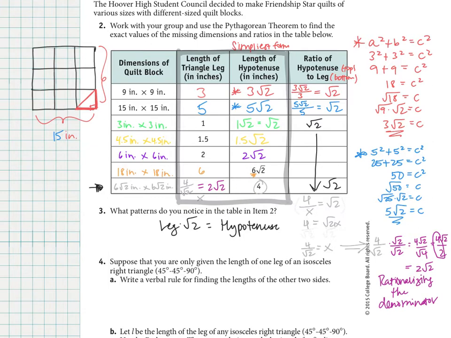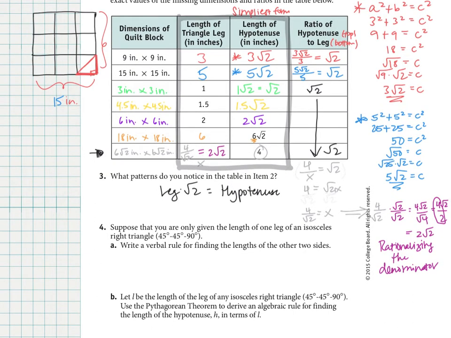Awesome. All right, let's look at number 4, but again, we're still building off the table. Let's read the background. It says, suppose that you are only given the length of one leg of an isosceles right triangle. Write a verbal rule for finding the lengths of the other 2 sides. Well, wait a minute. We have a key word here, isosceles, right? If we have an isosceles triangle, we know that both of the legs have to be equal to each other, right? So what we'll say is the other leg is congruent, is the same as the given leg.